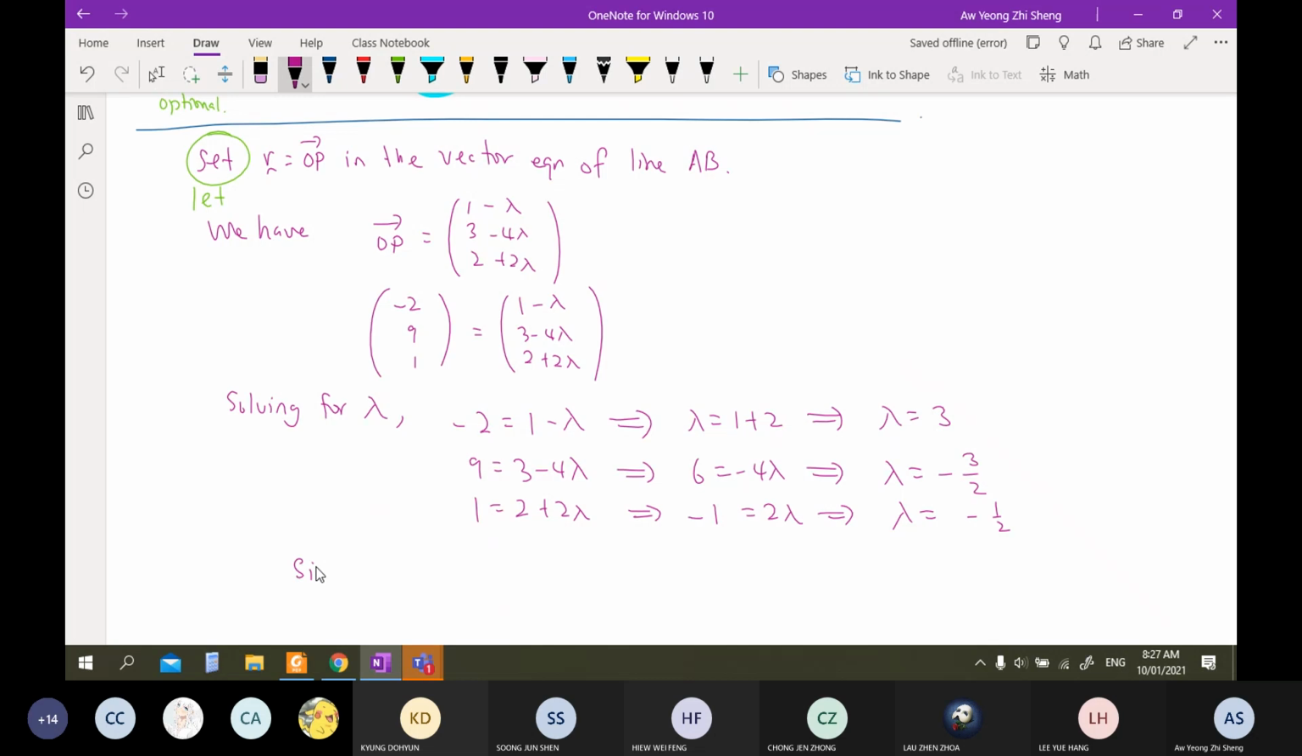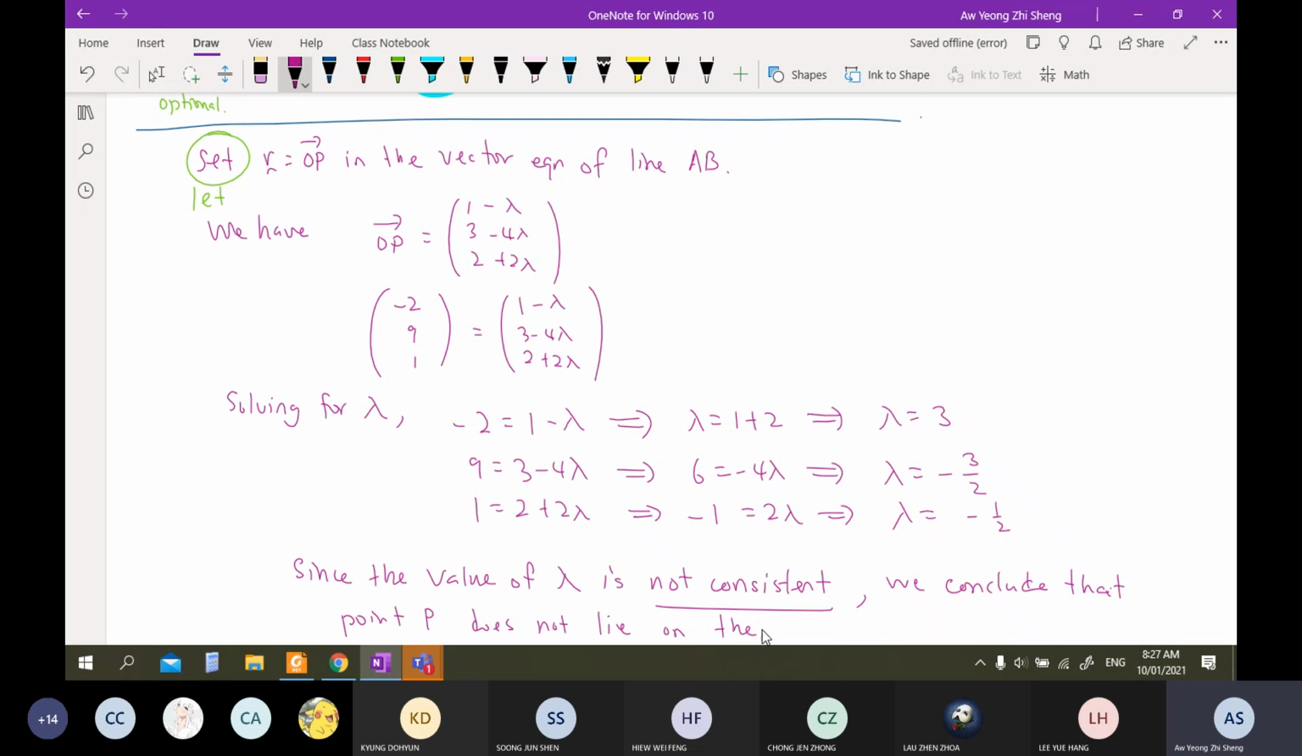Then you say, since the value of lambda is inconsistent, or not consistent, we conclude that point P does not lie on the line AB. Okay, done. Not consistent, then you conclude that the point does not lie. This is a procedure to check whether a point lies on the line or not.